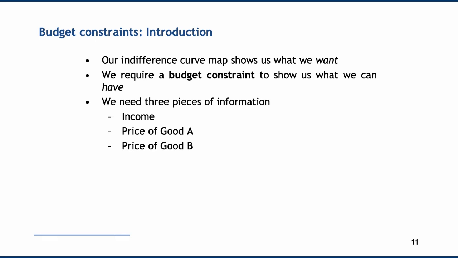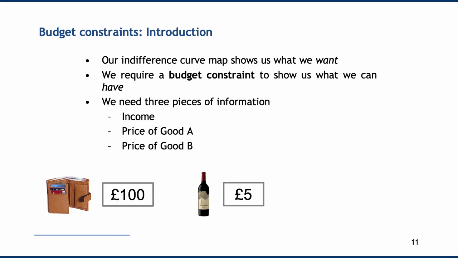So let's imagine that we're buying alcohol for a party. Let's imagine that our income or our budget is £100 and we're choosing between just two goods, beer and wine. Imagine that wine costs £5 a bottle and beer costs £1 a can. The question is, how much beer and wine, or what combinations of beer and wine can we afford?